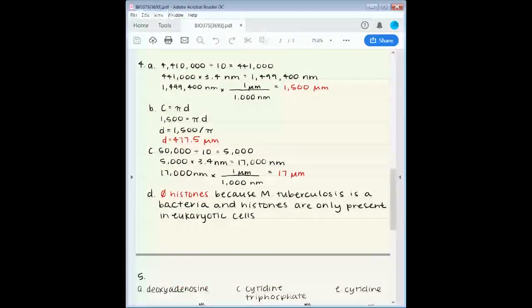And then for 4, the bacterium Mycobacterium tuberculosis has a single circular chromosome that is 4,410,000 base pairs in length. For A, if the chromosome was stretched out linearly, how long would it be in micrometers?